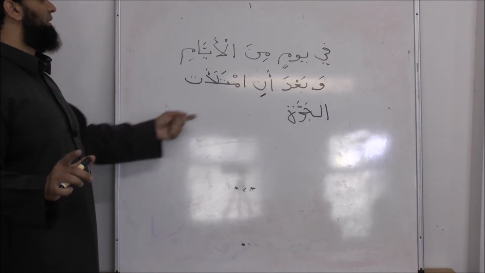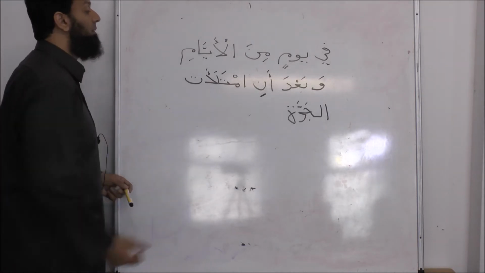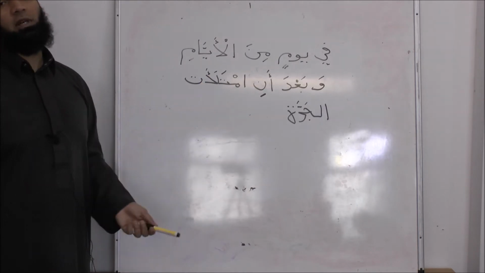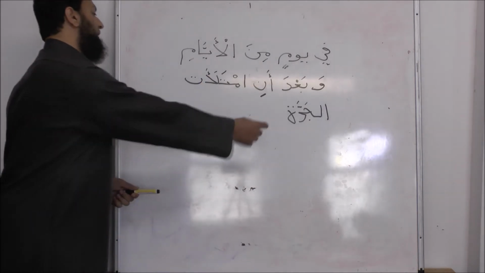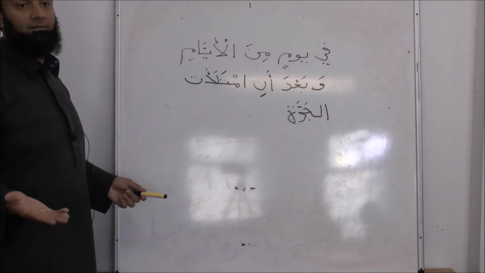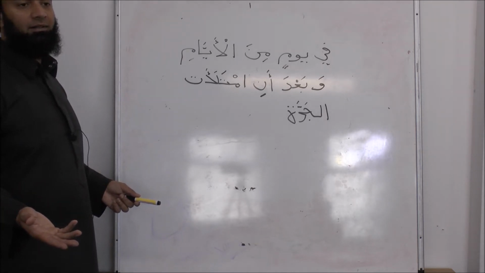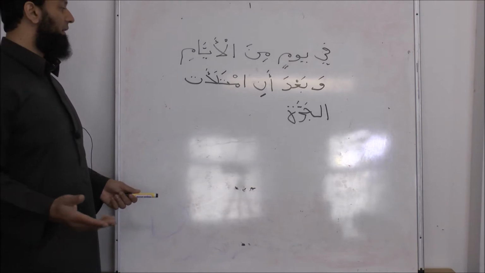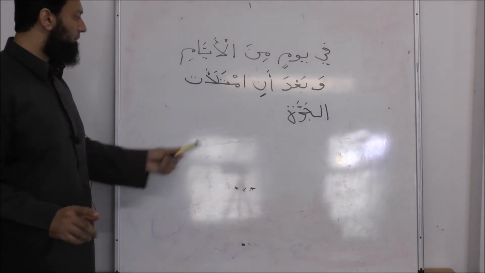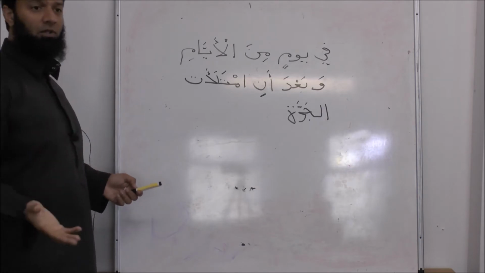Right. So, this verb, imtala'a. What does imtala'a mean? The sentence is وَبَعْدَ أَنِ امْتَلَأَتِ الْجَرَّةُ. What does al-jarra mean? The jar. Like a jam jar. Full. Imtala'at, is it full? Yeah. Right. Imtala'at. Now, imtala'at means it became full.